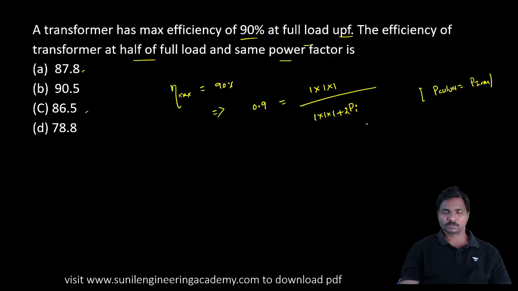Okay, so from this one, we can calculate the iron losses. You will get iron losses of approximately 0.055. Then you are going to find out the efficiency at half of the load.